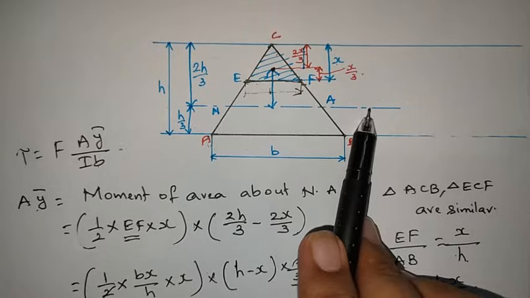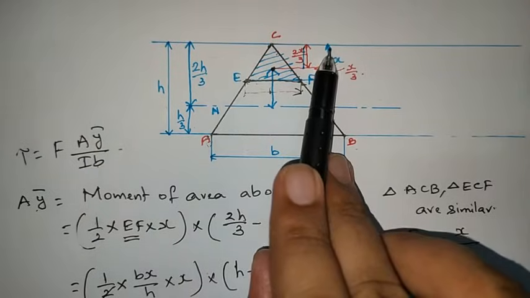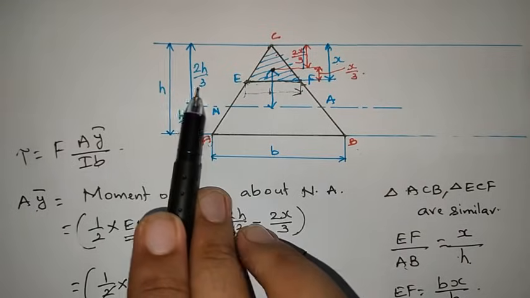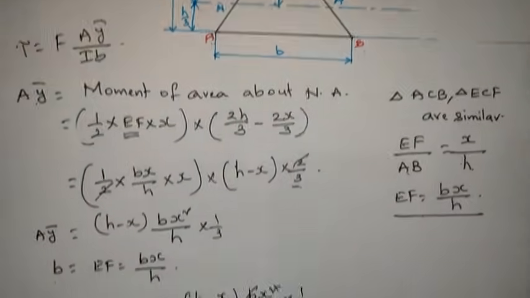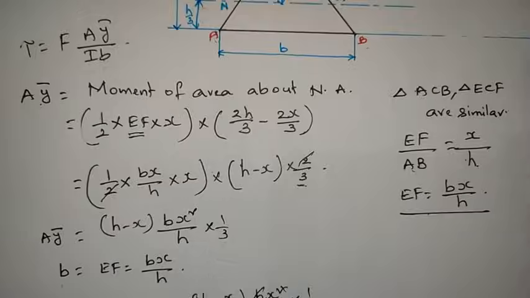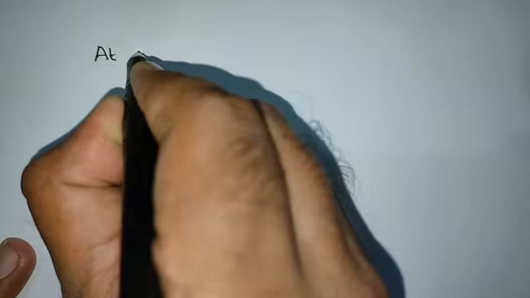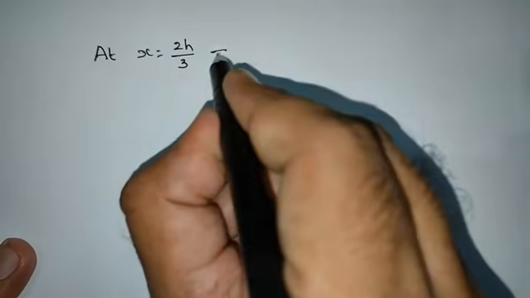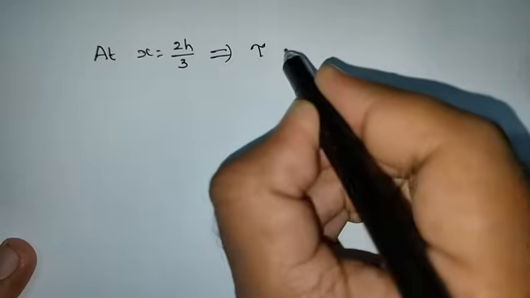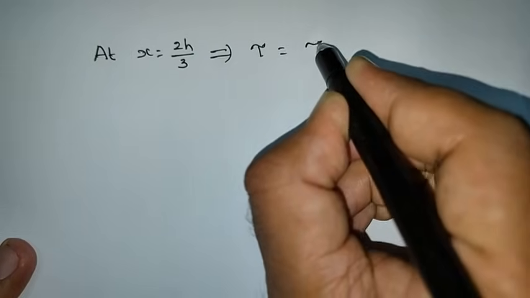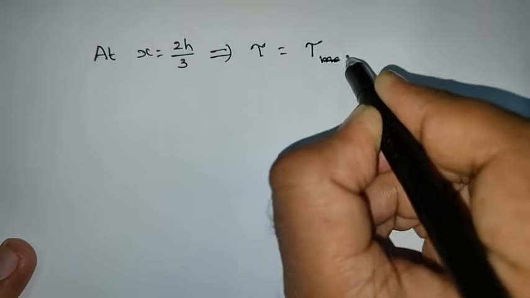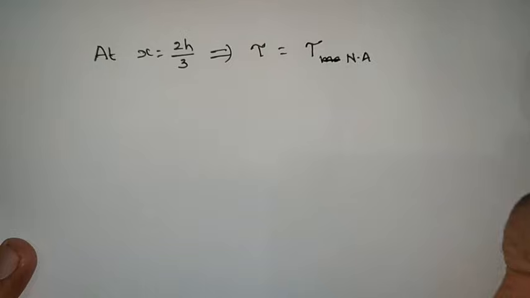Neutral axis దగ్గర ఎంత ఉంటుంది? Then what is the value of x? అంటే ఇక్కడ నుంచి ఇక్కడ దాకా ఉన్న వాల్యూ ఎంత అవుతుంది? 2h by 3, right? So at x equals 2h by 3, the value of tau is equal to tau at neutral axis, right?